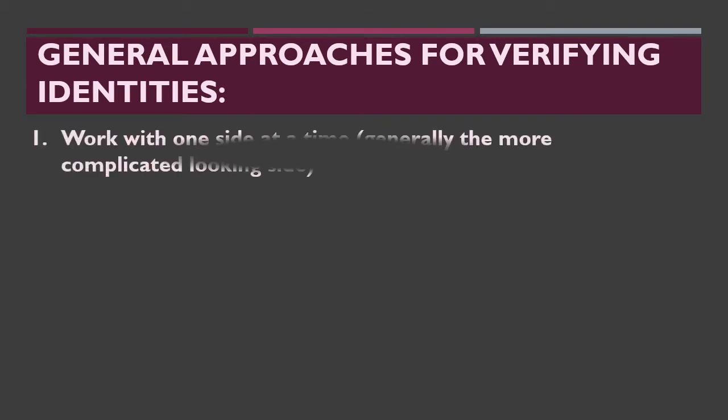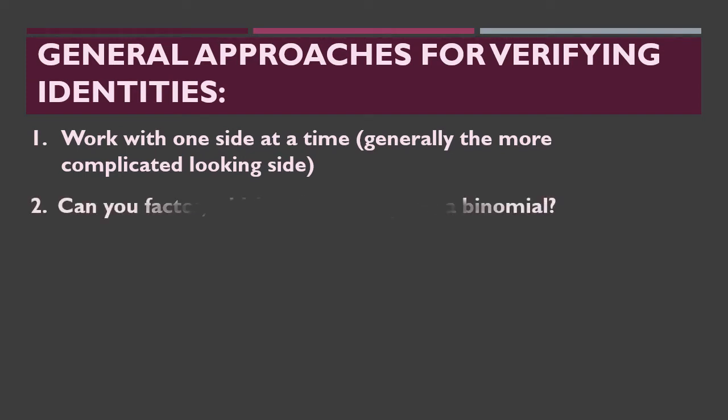So our first approach is going to be to work with one side at a time. Generally we will choose to work with the more complicated side. It's really up to you, but sometimes working with the simple side does not leave you with a lot of avenues. Second, if you can factor, add fractions, square a binomial, sometimes those are things you will need to do in order to make things look more like the identities on your note card.